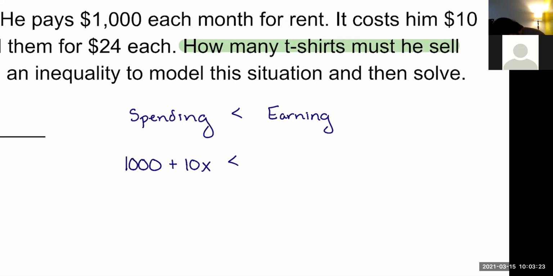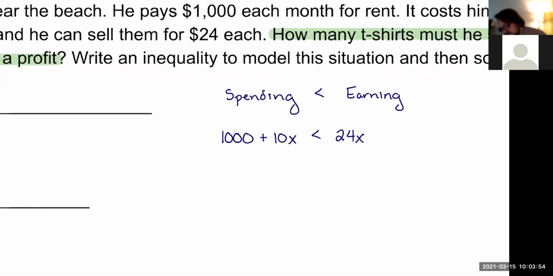Okay. If I bring down my less than symbol, what is he making? How much is $24 per shirt? And again, we still don't know how many shirts, right? So there's my X again. So he spends $1,000 plus $10 per shirt. He earns $24 per shirt. And we want to make sure that his earnings turns out to be the bigger one. Or in other words, the spending is less than the earnings.